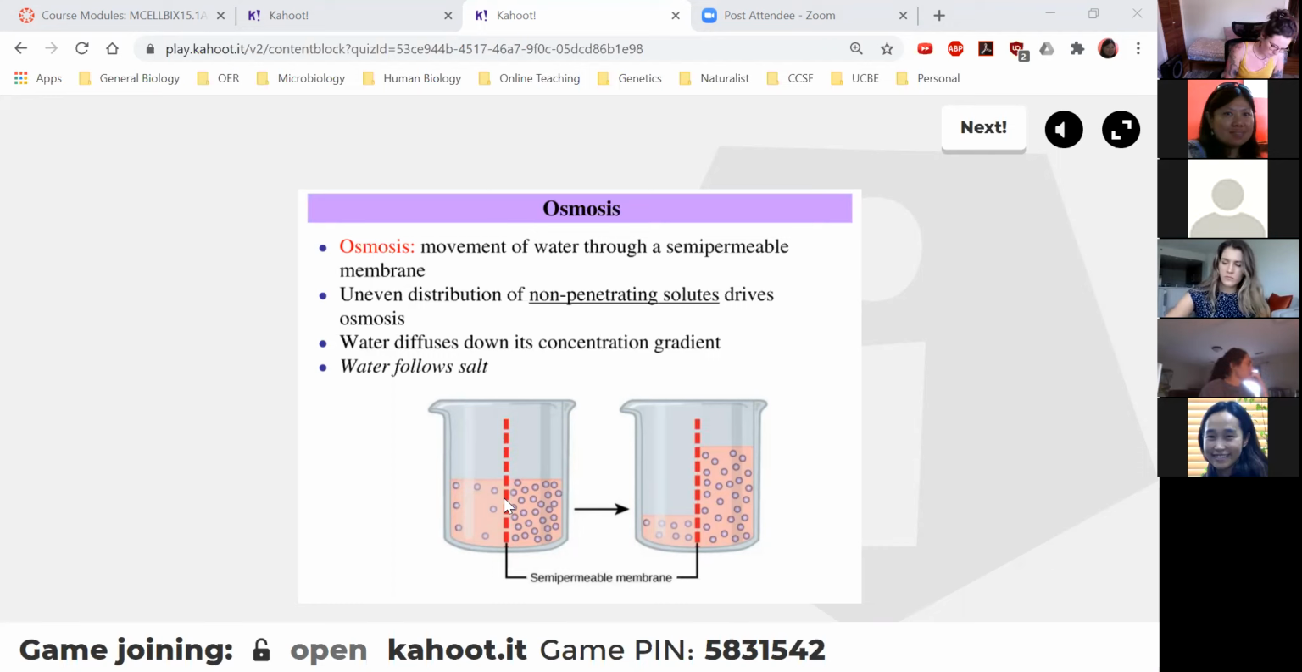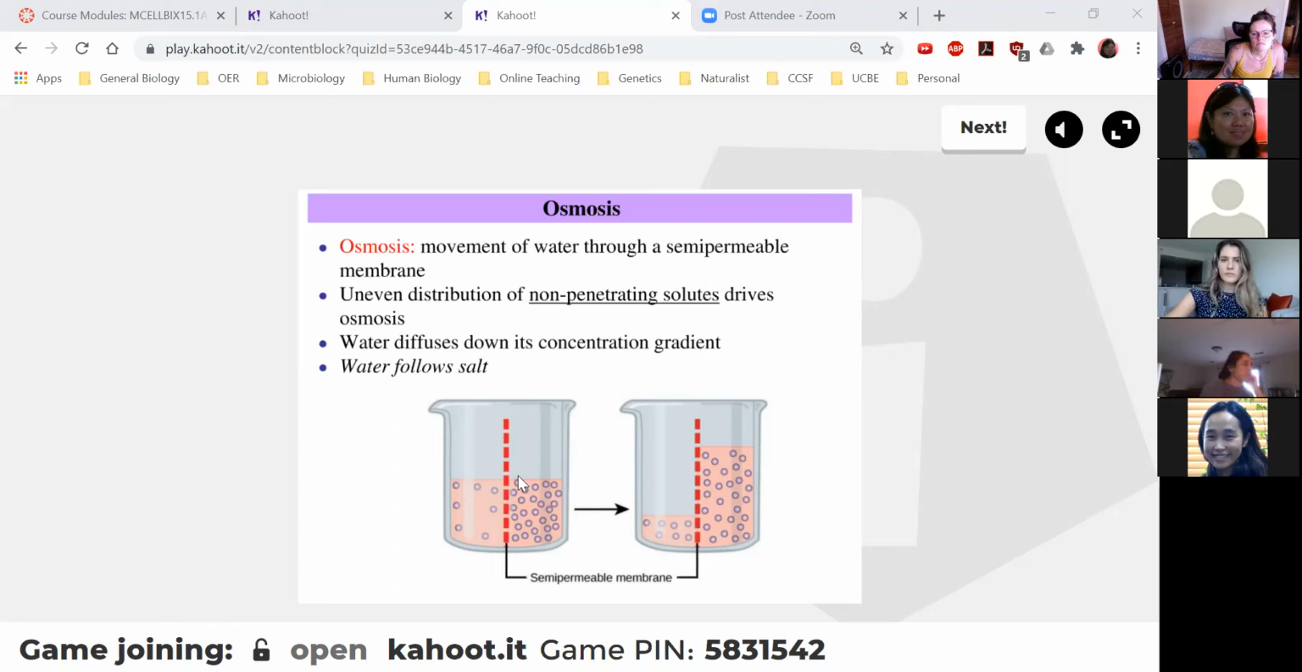So let's say you have a semi-permeable membrane that separates compartments, and then you have a solute that's trapped on one side. Normally, if that solute is small enough to cross the membrane, it will try to go through, and eventually it will establish equilibrium. But because the solute is not able to cross the membrane on its own, we call these non-penetrating solutes, because they cannot cross the membrane.